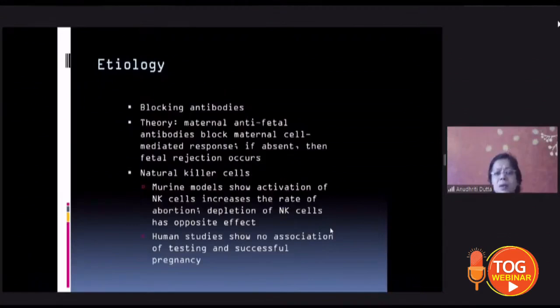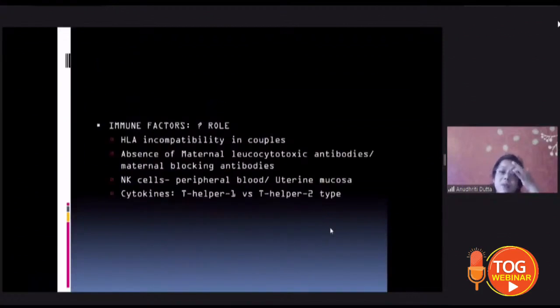Now, blocking antibodies, the theory basically is that the maternal anti-fetal antibodies block the maternal cell-mediated response. Otherwise, if not, these will go and hit the fetal tissue and cause fetal rejection. So these blocking antibodies have been found to be less in RPL patients. Now, natural killer cell activation may increase the rate of abortions, and high natural killer cells have been found in patients with RPL.